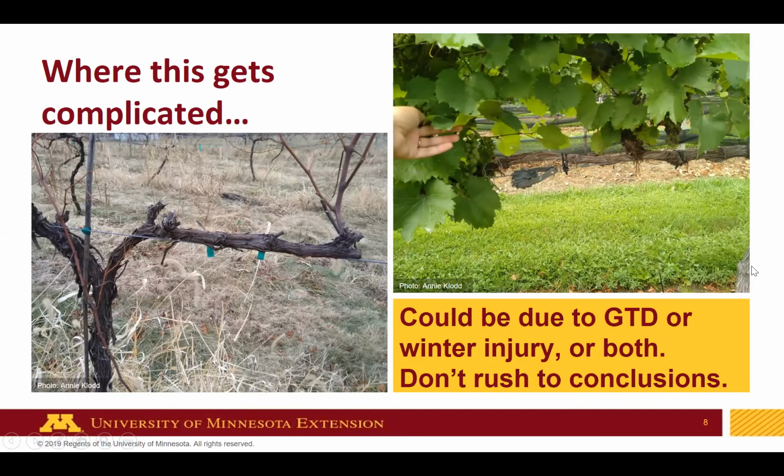But where this gets complicated in cold climates is a dead cordon, that could be due to trunk disease. It could also be due to winter injury, or it could be due to a combination of factors. So it's important in our area not to rush to conclusions when we see a vine that is dying back and is becoming less productive.